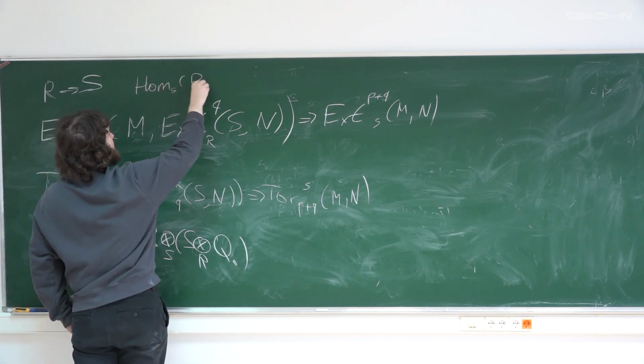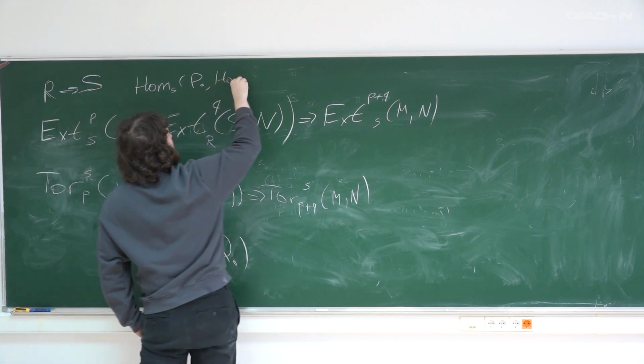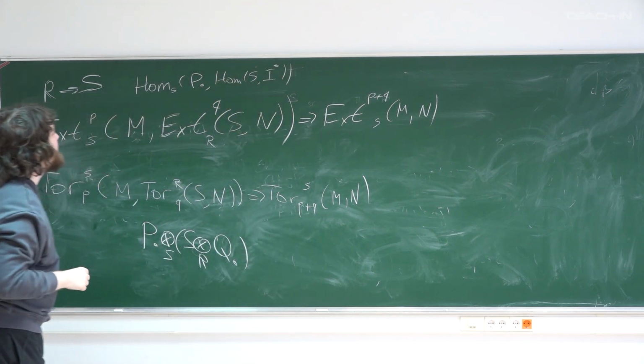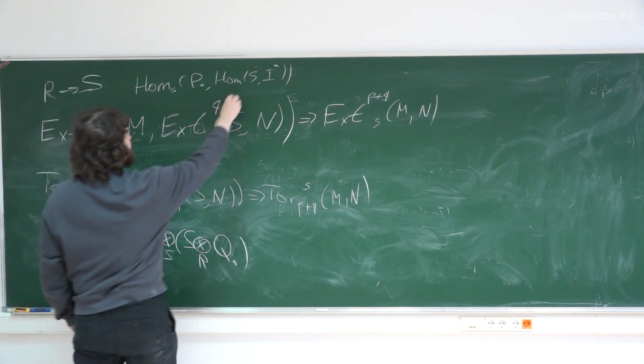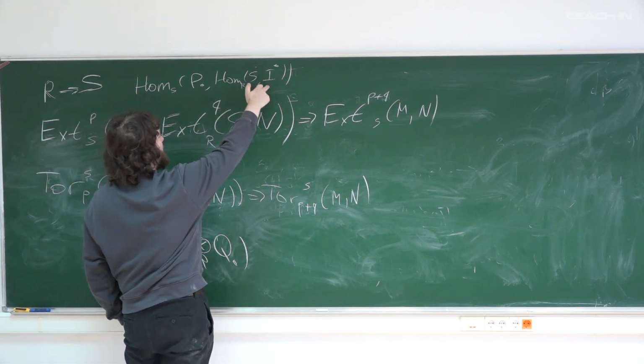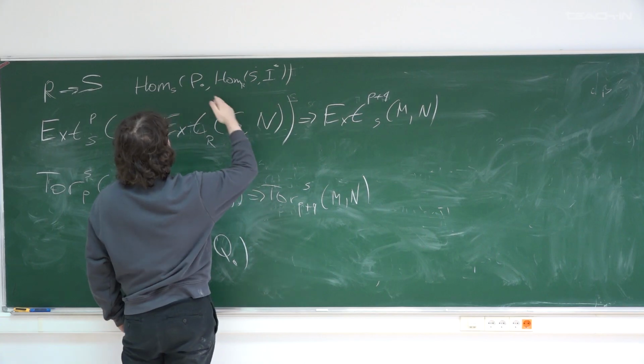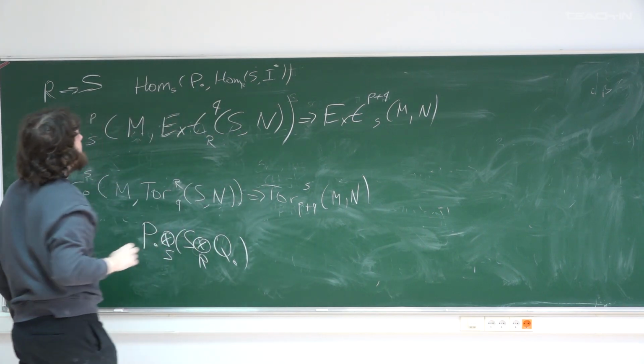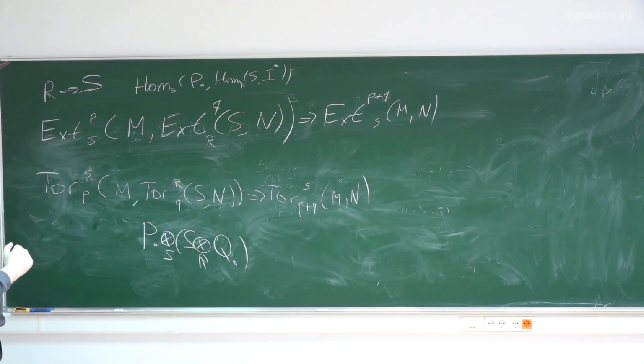From the projective resolution to Hom from S to an injective resolution. Here is a double complex over R. It's an injective resolution of the R module N. This is a projective resolution of the S module M. And this is a double complex, and again two spectral sequences give you this spectral sequence.